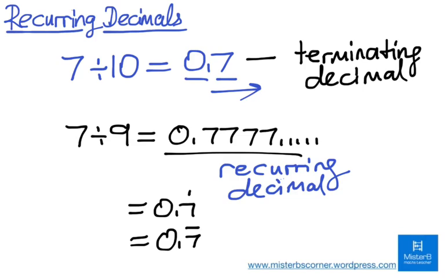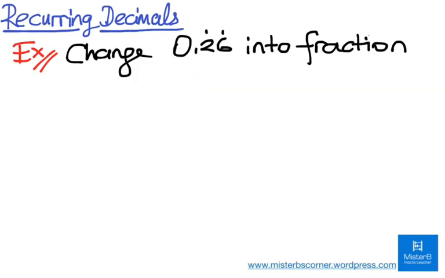Now for this example, we know that we divide 7 by 9 to get this recurring decimal. So as a fraction, I can write this as 7 over 9. But I started with the division, so I know. The other way around, if I am given the recurring decimal and asked to find the fraction, then I have to do the following. Let's look at this example. It says change 0.26 recurring into a fraction.